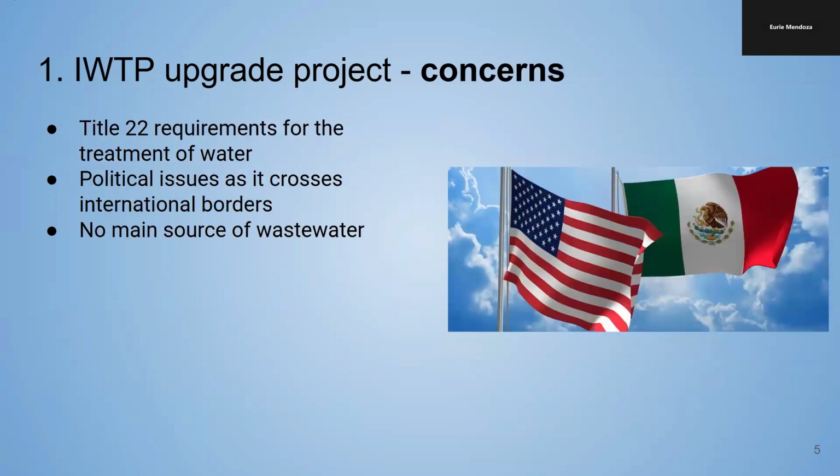Concerns for this project can include meeting requirements specified in Title 22. There is a certain log removal that is expected to be met. There also isn't a singular place that the wastewater comes from, with there being many different sources of wastewater that funnel down into the Tijuana River. There are also political issues. Since this project crosses borders, the federal government is involved and may pose an obstacle in fixing this issue.